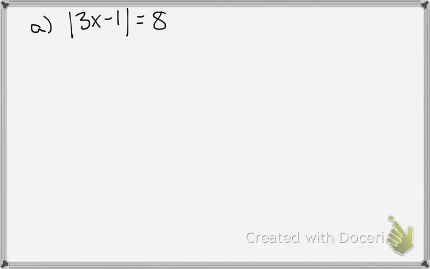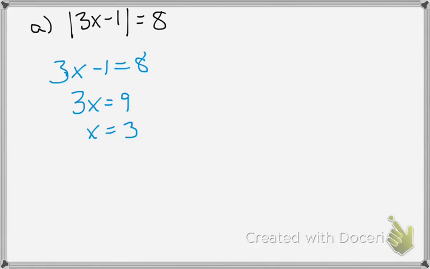Our first problem on our review was the absolute value of 3x minus 1 is equal to 8. Just like I was saying on the previous slide, I'm going to start by using 3x minus 1 is equal to 8. This is a very easy equation to solve. I then have 3x is equal to 9, or x is equal to 3.